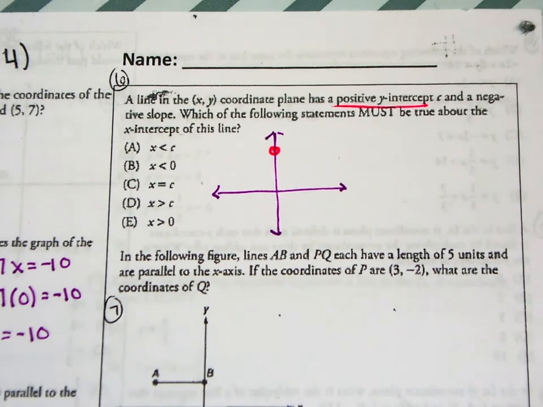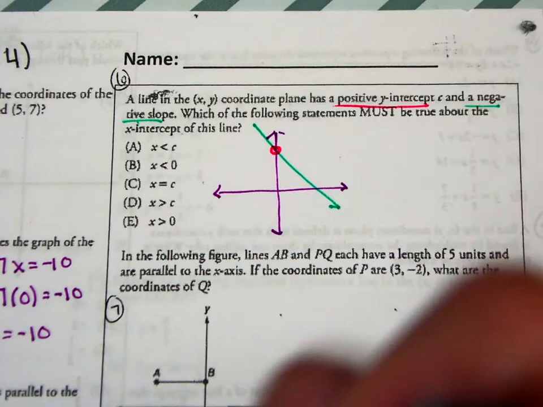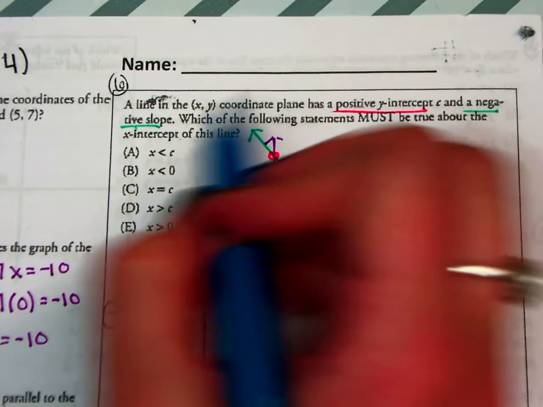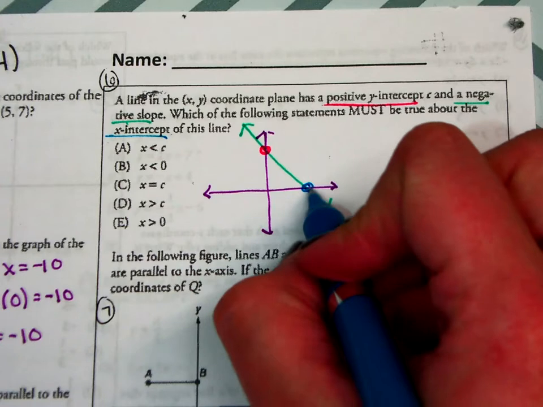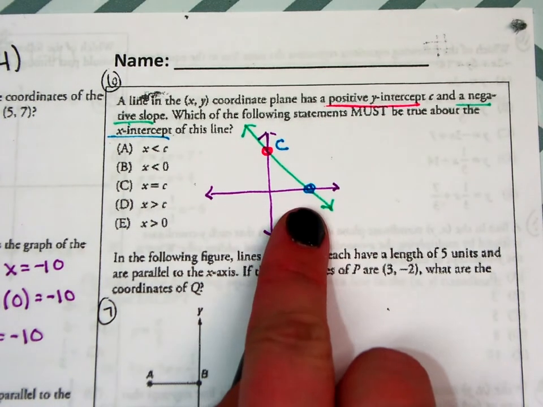It also tells us that it has a negative slope. Well, lines that have negative slopes go this direction. So negative slope goes down. We want to know what is true about the x-intercept, which is over here. So this is point C. We're trying to figure out information about the x-intercept.